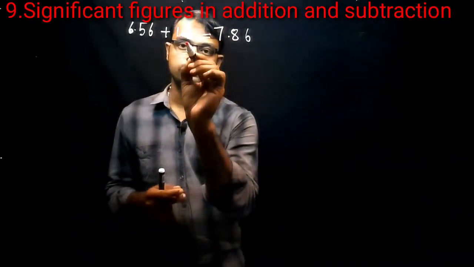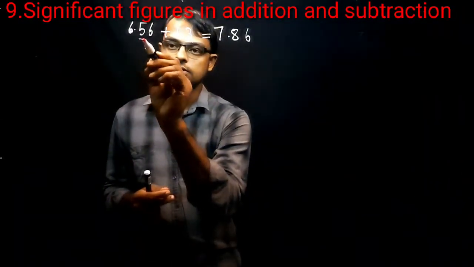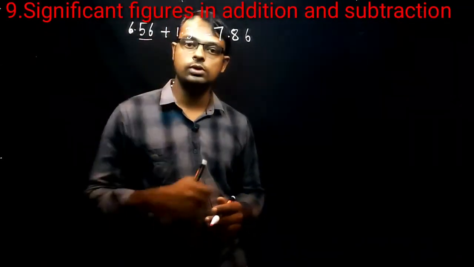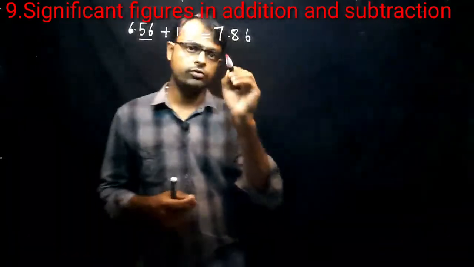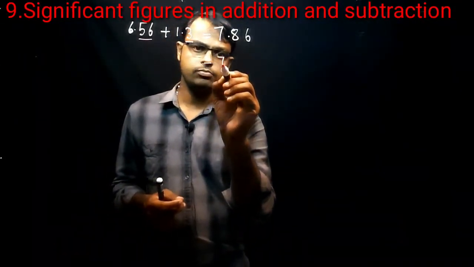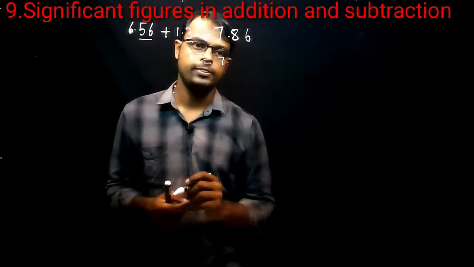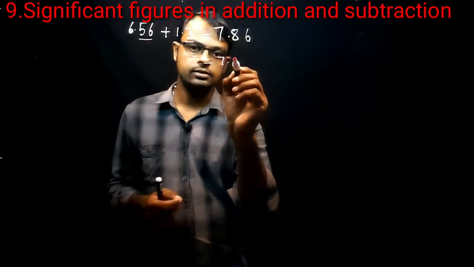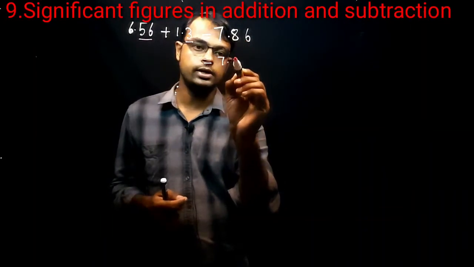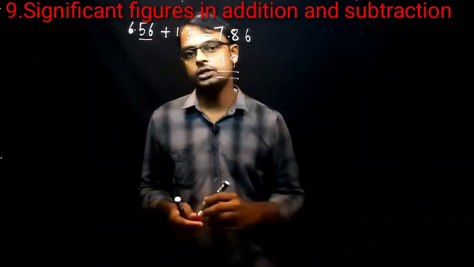How many decimal places are here in the given number 1.3? Only 1. Here how many decimal places are there? There are 2. So which is the least decimal place in the given 2 numbers? Only 1. So in the final answer, we can write it as 7. Only 1 decimal place you have to write here. So if I wrote 7.8, that's wrong because we have to do the round off. This number is greater than 5. So I can write here 7.9.